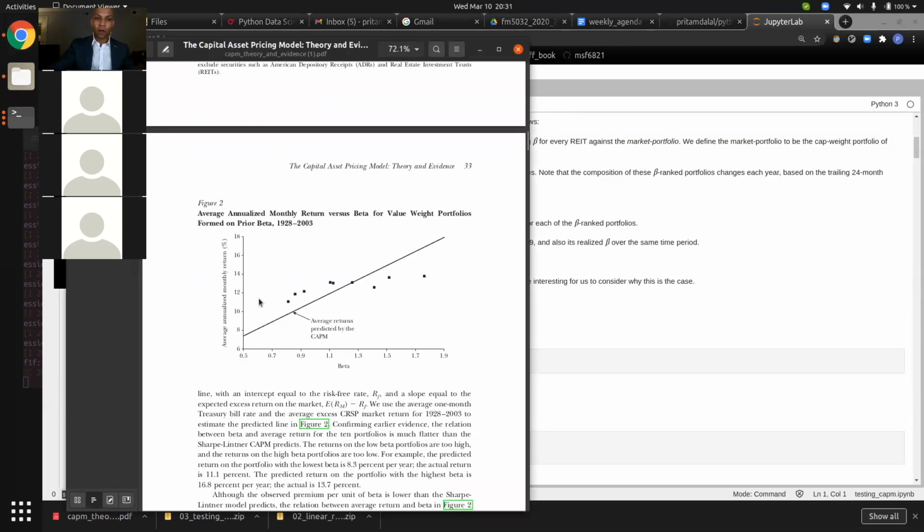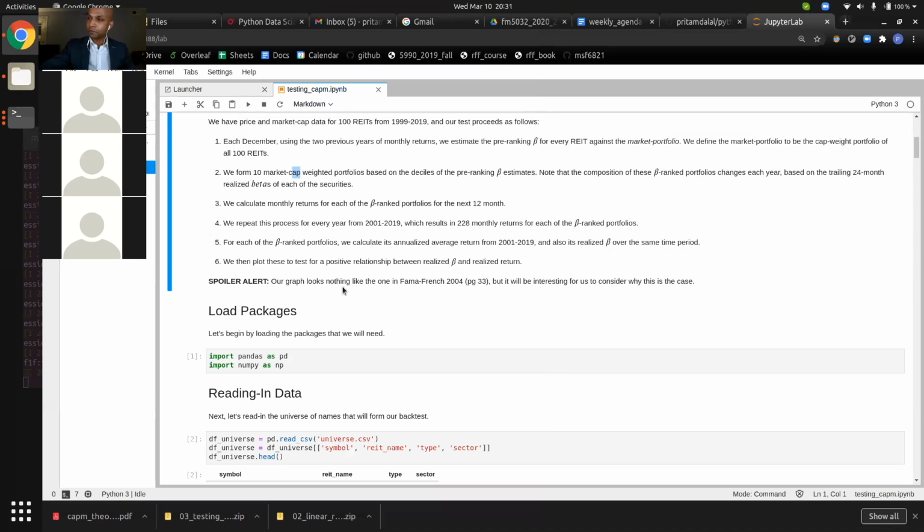So all these points represent different beta ranked portfolios. And here's the actual beta that they realized over this time period of 1928 to 2003, and here's the actual average annualized return. So this one realized, call it, an 11% return. This one was also around 11%. But the constituents of these portfolios are changing every year. Any questions on the construction of the beta rank portfolios and how we're going to proceed?